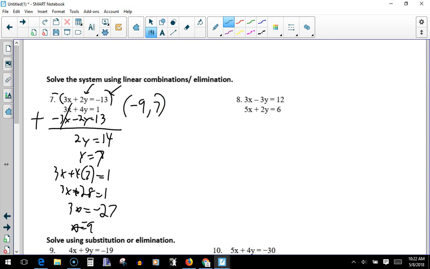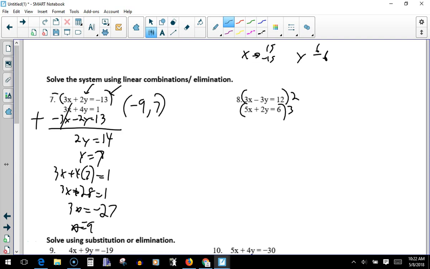Over here, you can choose to eliminate x or y. If I want to cancel my x's, then I'm going to need a 15 and a negative 15, since 3 and 5 both go into 15. If I want to cancel my y's, I'm going to need a 6 and a negative 6. Doesn't matter. I'm going to go with 2 here and 3 here, just because it's smaller numbers, and I already have positive and negative. Not a big deal, but that's just where my brain goes right now.